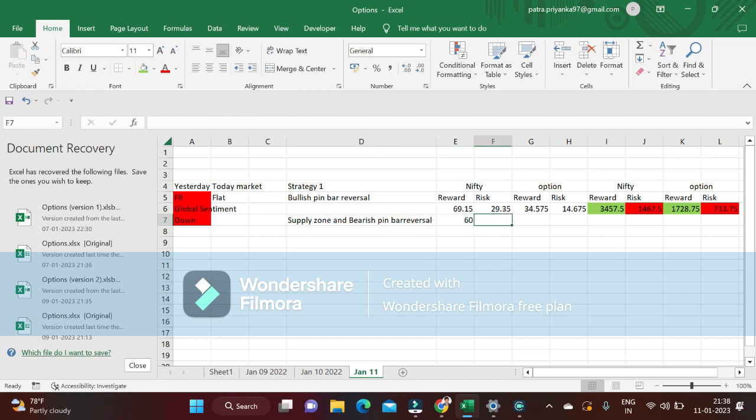60, risk 15. Then you just option, it is just 1 second, getting 30 and is only 7.5. We'll calculate with the 50 lot size, we'll see how much you can get. See, 3000 only you are about to get with giving 750 as your stop loss. It is almost 4 times.